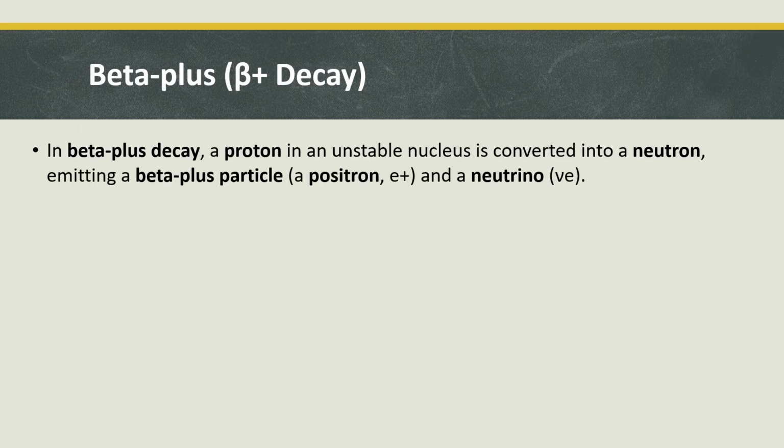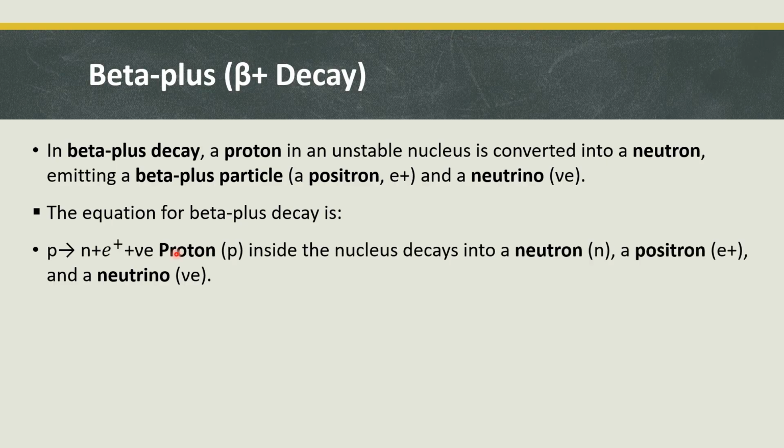So what happens in beta plus decay? In beta plus decay, a proton in an unstable nucleus is converted into a neutron. Here in beta plus decay, a proton is converted into a neutron, and what was it in beta minus decay? A neutron was converted into a proton. In this process, a beta plus particle, that is a positron, and a neutrino are emitted. Okay, this is the equation for beta plus decay: proton converted into neutron plus positron plus neutrino. The proton inside the nucleus decays into a neutron, a positron, and a neutrino.